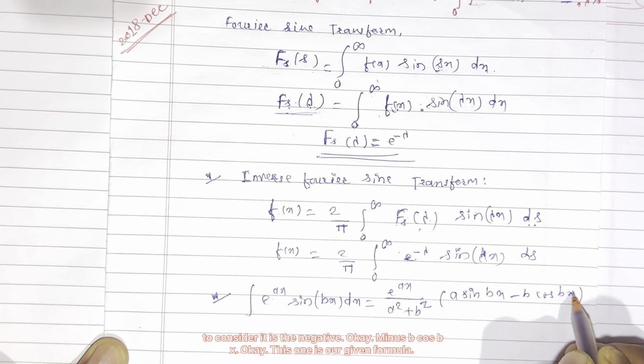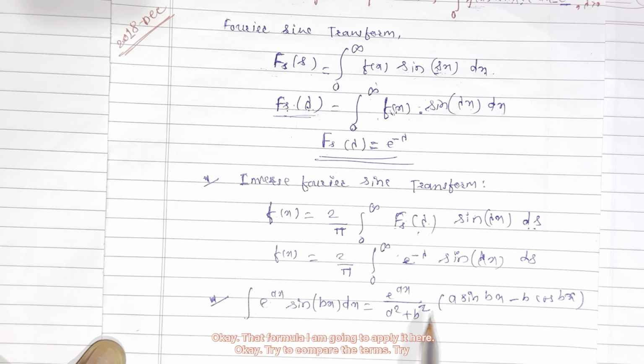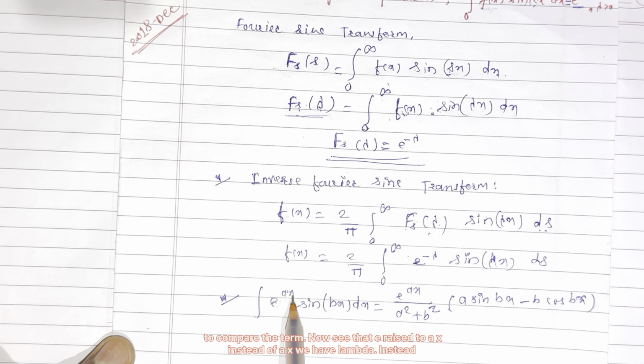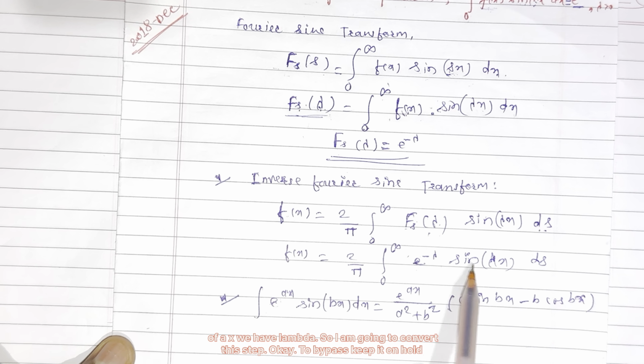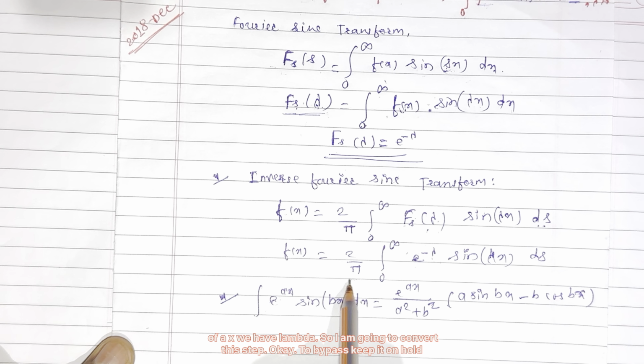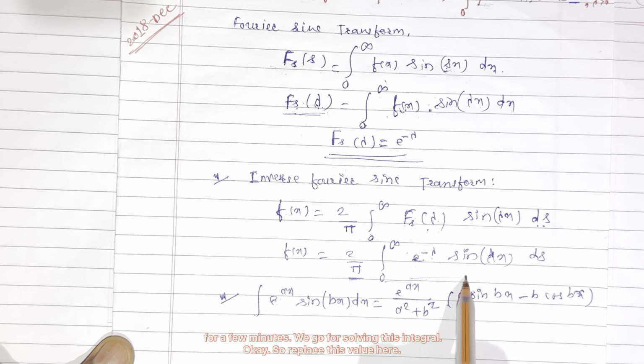Okay, this one is our given formula. That formula I'm going to apply here. Try to compare the terms: we see e raised to ax, but instead of x we have lambda, so I'm going to convert this step. 2 by pi, keep it on hold for a few minutes, we go for solving this integral.